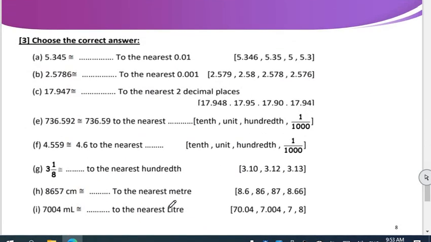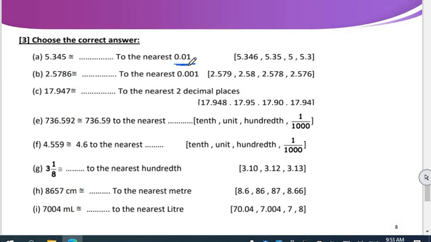Okay, choose the correct answer. Number 1, letter A, 5.345. Approximating to what? To the nearest 0.01. Who can say what 0.01 means? Meaning approximating to the nearest hundredth, or approximating to the nearest thousandth? Meaning approximating to the nearest hundredth.